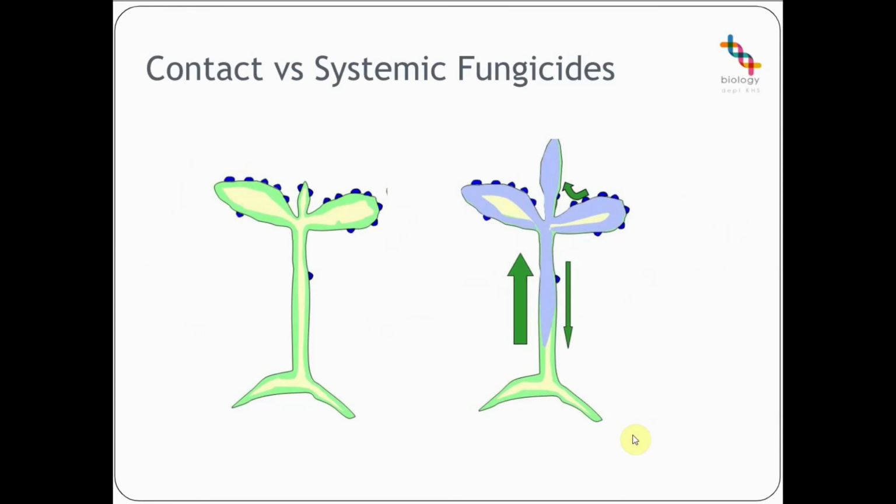A systemic fungicide, on the other hand, is again absorbed by the crop plant and is transported throughout the whole plant, and that generally gives better protection against a fungal attack than contact fungicides.